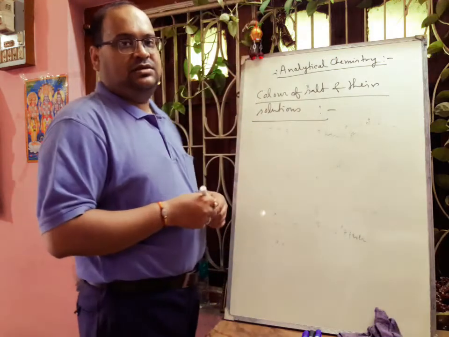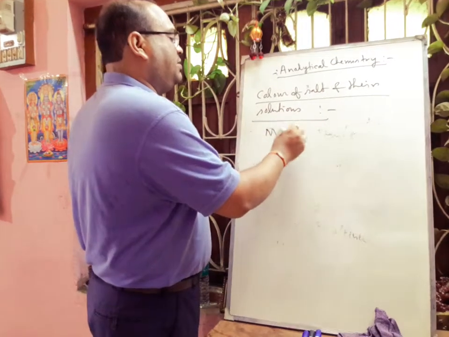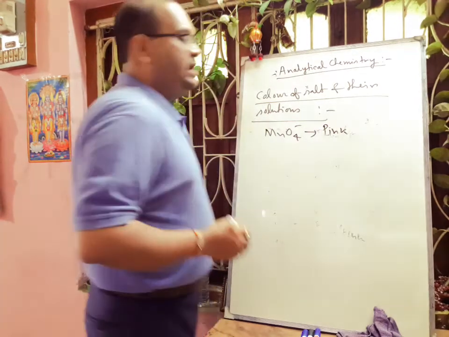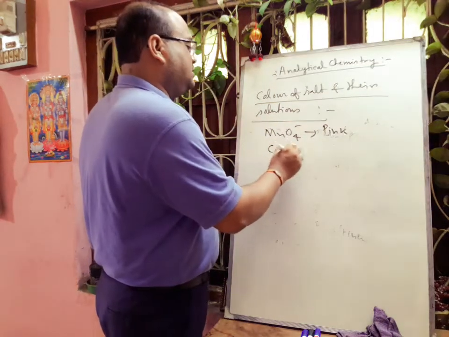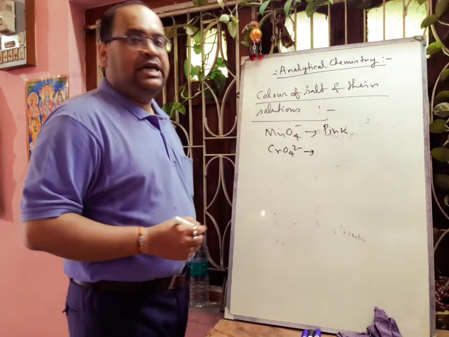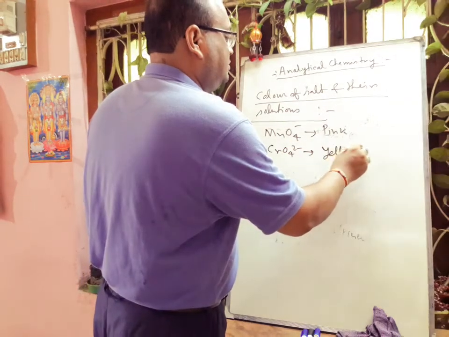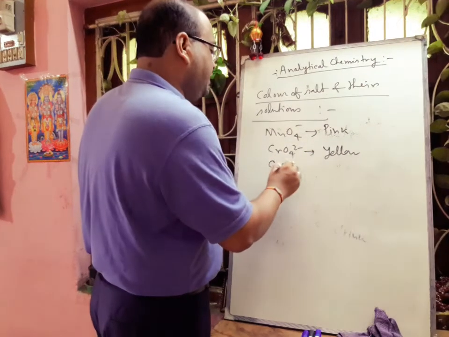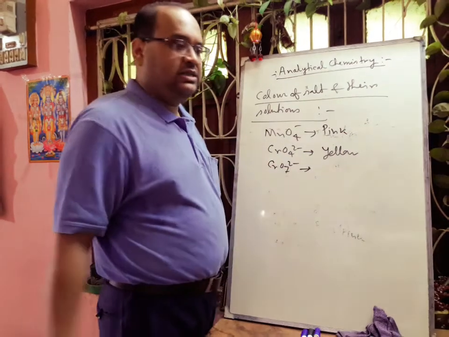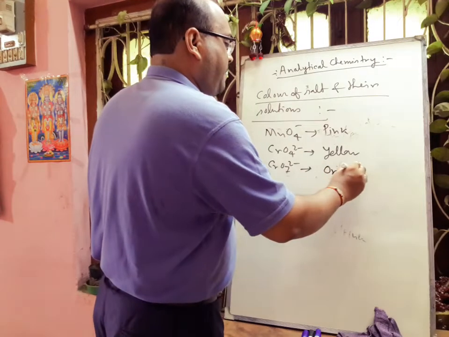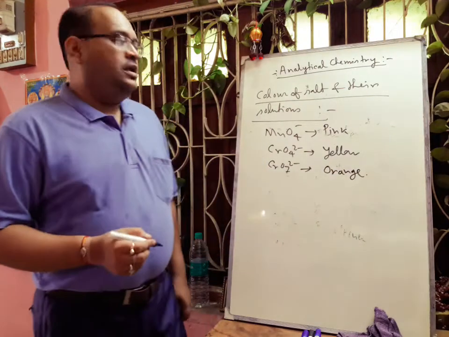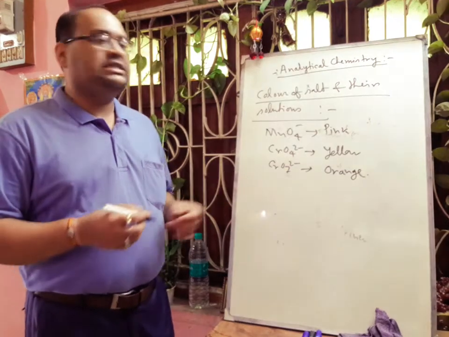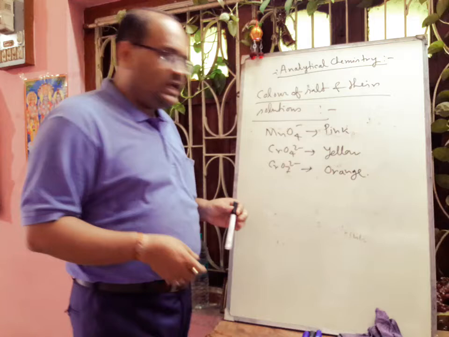Now colored anions. MnO4 minus, you know about potassium permanganate. MnO4 minus, the color is pink or purple. Next one is chromate, CrO4 2 minus, which is yellow in color. Next one is dichromate, like K2Cr2O7. So dichromate, Cr2O7 2 minus, is orange color. So these anions are generally colored. And next we will discuss the colorless cations and colorless anions.